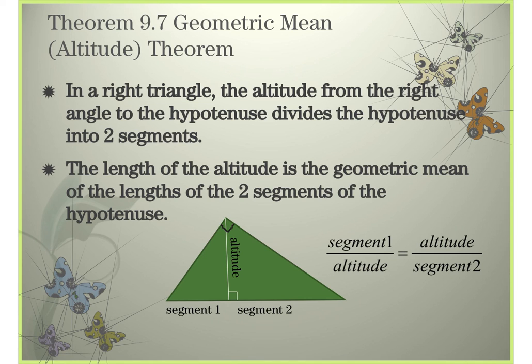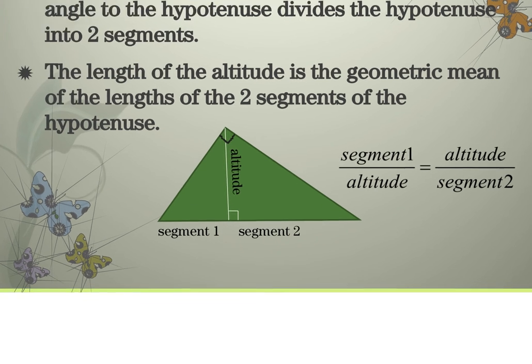In a right triangle, the altitude from the right angle to the hypotenuse divides the hypotenuse into 2 segments. The length of the altitude is the geometric mean of the lengths of the two segments of the hypotenuse, okay? So, in other words, if we're looking at the altitude, it's going to be used as the longer leg for the triangle on the left, and it's also going to be used as the smaller leg for the triangle on the right. So let's see where this comes from, okay?